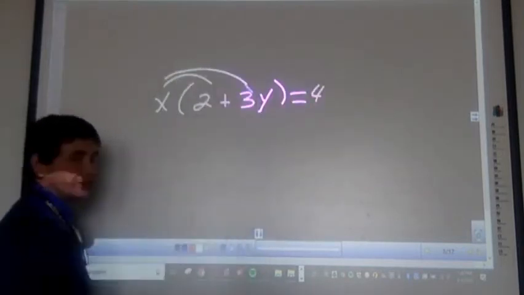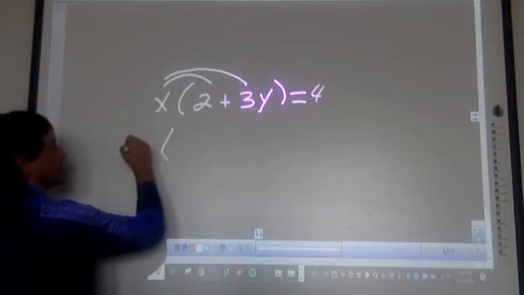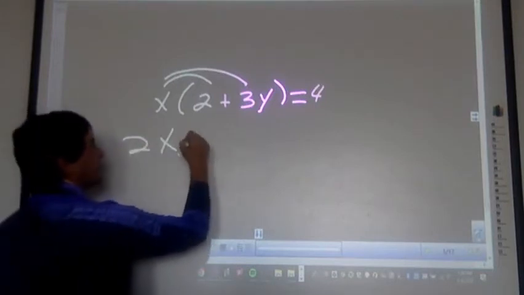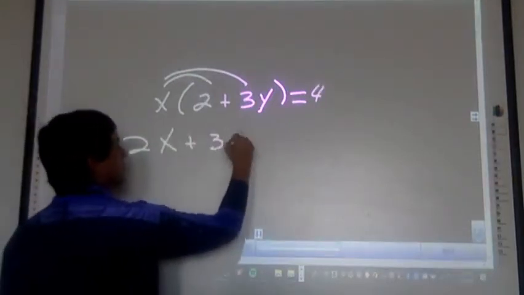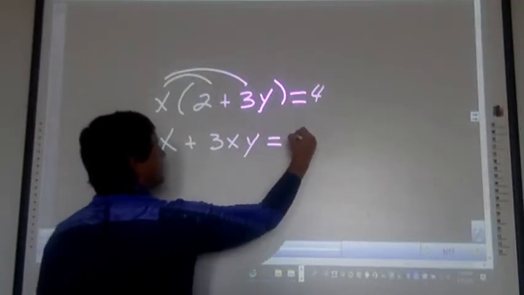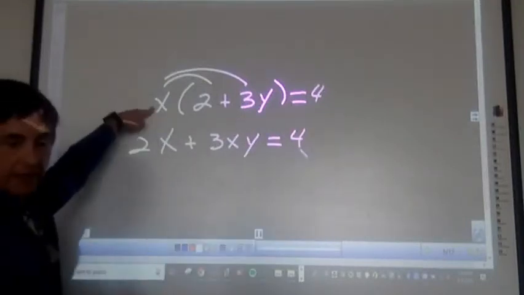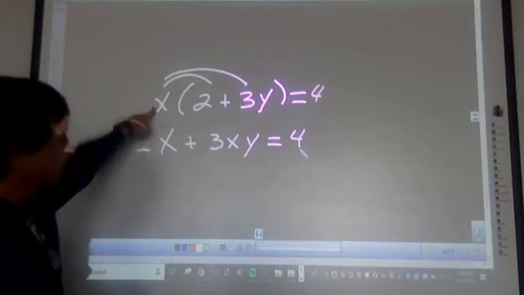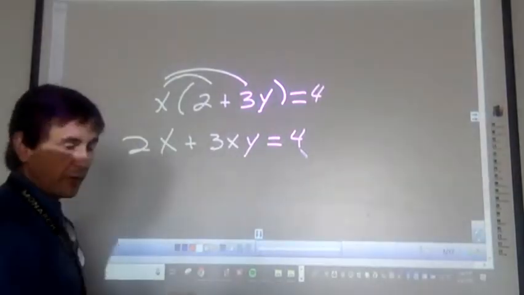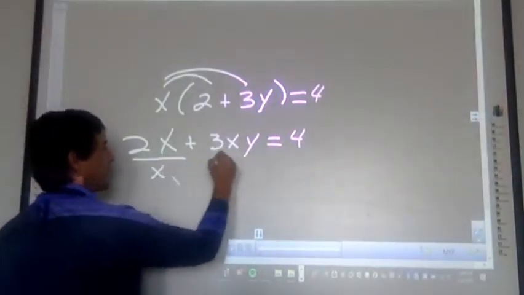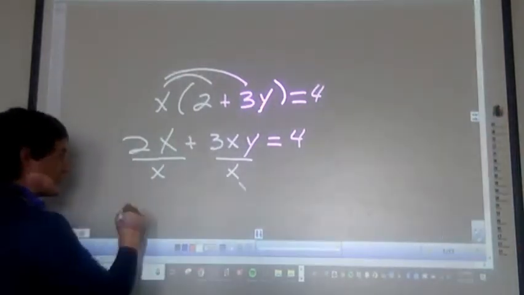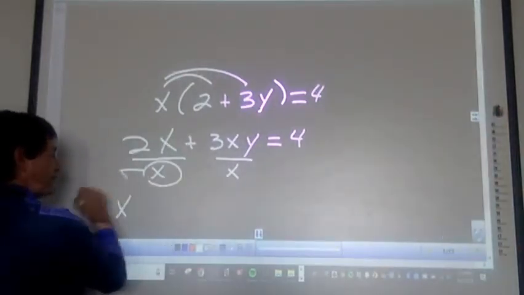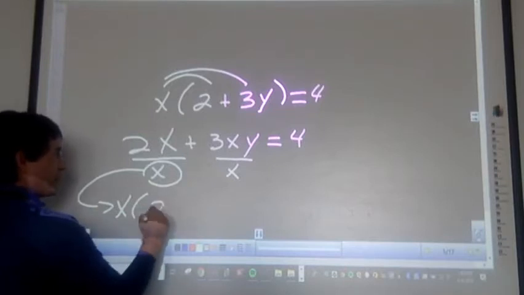So if I distribute this in, and I'll get your question in a sec, Volpe. So 2x plus 3xy equals 4. And if I want to get that x out of here, what I have to do is factor that x out. So I divide the x out. When I do that, the x goes in front of the parenthesis.